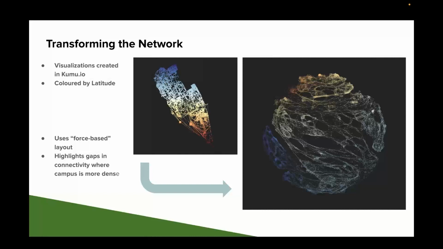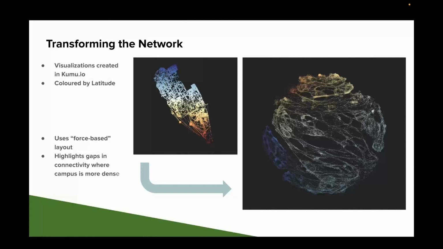Here you can see on the left, the original geographic layout. To make it easier to see the transformation, I've colored the model based on latitude. North is blue and south is red. On the right, you can see the force-directed layout, where the network is in its simplest shape. This is created by essentially treating every connection as a rubber band and allowing the network to spring into its most comfortable shape.